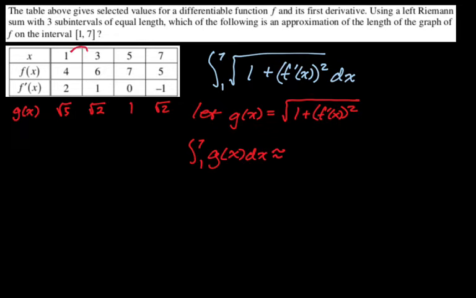So this is just going to be a left sum. From 1 to 3 is 2, and the left is root 5. Then from 3 to 5 is 2. They said they're equal size, but whatever. And the left is root 2. And then from 5 to 7 is 2, and the left is 1.